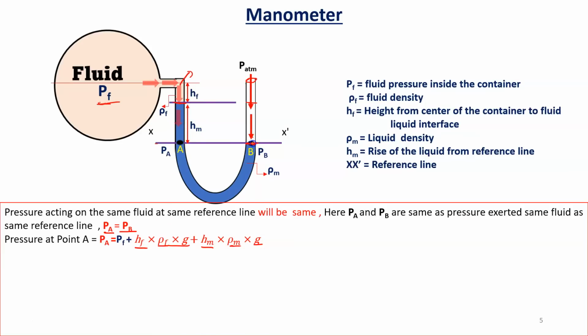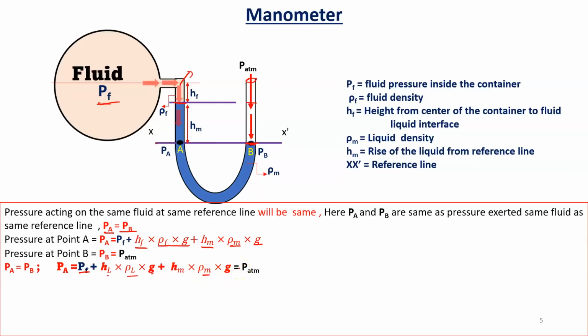And what will be the pressure at this point? Only atmospheric pressure is acting on that right hand side, so that will be PB is equal to Patm. Now we know PA is equal to PB, so PA is equal to Pf plus hl into rho l into g plus hm into rho m into g is equal to Patm.